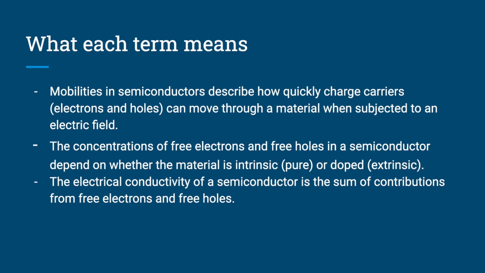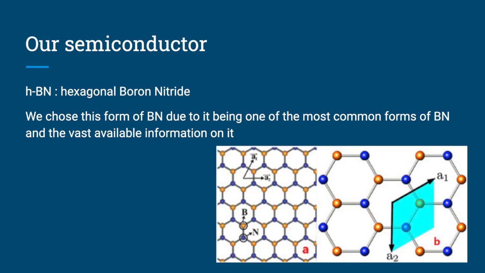So, before going over which semiconductor we have, we're first going to go over what each term means. Mobilities in semiconductors describe how quickly charge carriers, electrons and holes, can move through a material when subjected to an electric field. The concentrations of free electrons and free holes in a semiconductor depend on whether the material is intrinsic, pure, or doped, extrinsic. The electrical conductivity of a semiconductor is the sum of contributions from free electrons and free holes.